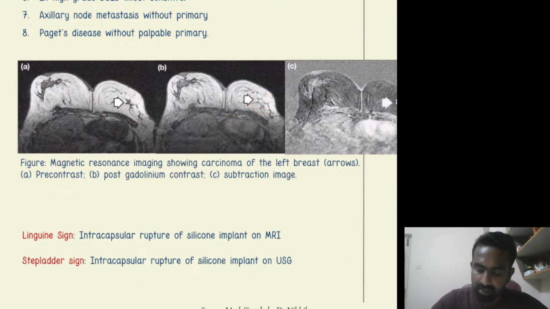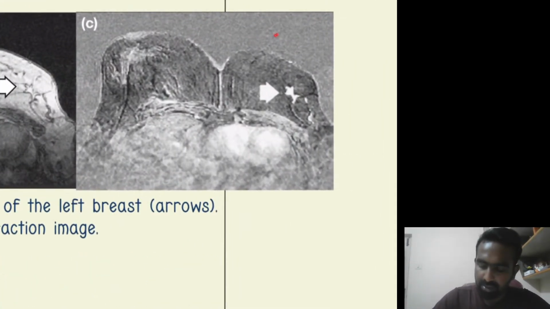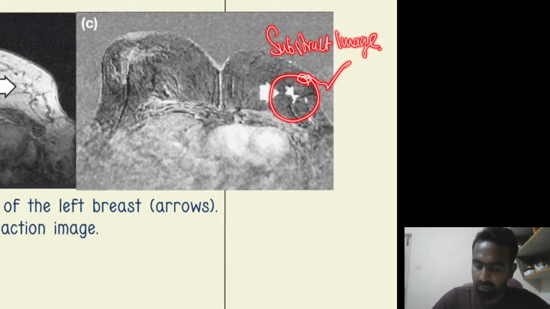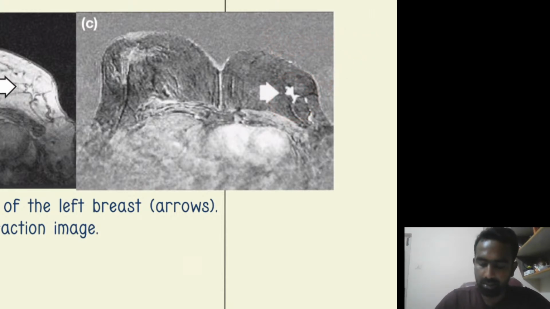So to differentiate this fat from contrast, we do subtraction imaging. We subtract the fat tissue from the MRI. That is the subtraction image, which shows the fat is subtracted and the tissue which is abnormal is highlighted. This is a subtraction image showing a malignant lesion in the breast.